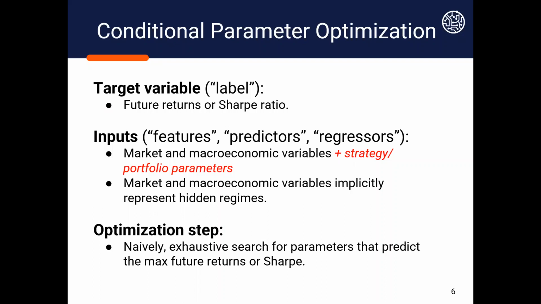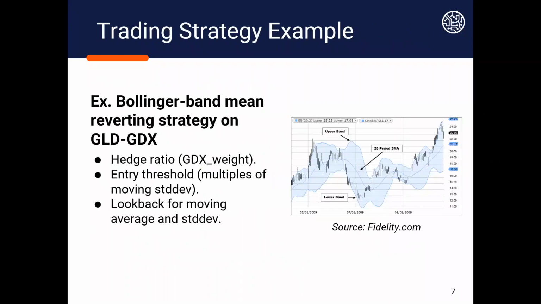But let's assume that we only have a strategy with only 2 parameters. A simple strategy. Let's consider this toy strategy called a Bollinger Band strategy. It is a mean reverting strategy on an ETF pair. GLD is a gold ETF, and GDX is a gold mining company's ETF. And we consider this portfolio consisting of these 2 ETFs as a mean reverting portfolio.